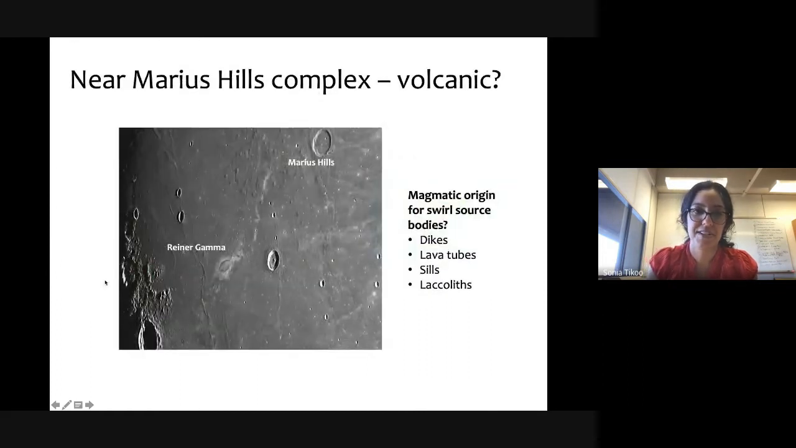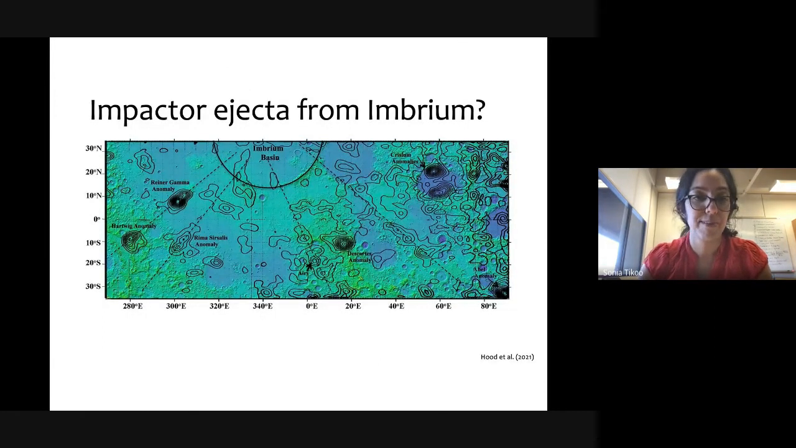But that's an interesting one. The idea that swirls could be magmatic or volcanic in origin is also interesting because Reiner Gamma happens to be right next to the Marius Hills volcanic complex, which is one of the largest volcanic complexes on the moon. And so the question is, could these source bodies be dikes, lava tubes, sills, laccoliths? So that's a question that merits further exploration.